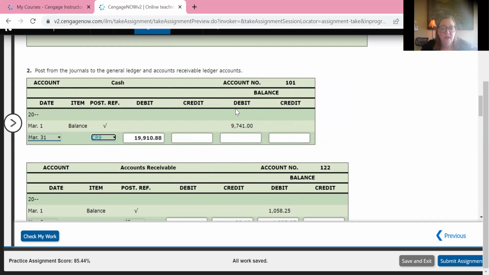Okay, now this cash account has a debit balance and I'm adding another debit. So I don't do that netting thing. They're both debits. So it's just becoming a bigger debit now. 9,741 plus 19,910.88 brings me to my ending balance in cash of 29,651.88. So that's got that one under control.